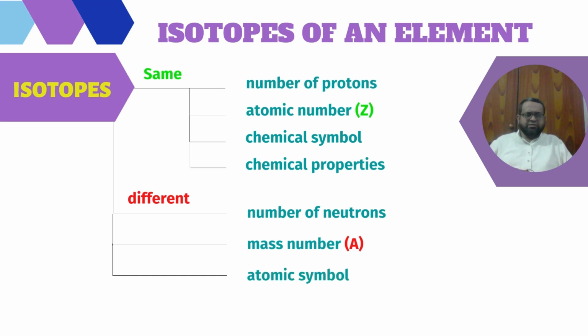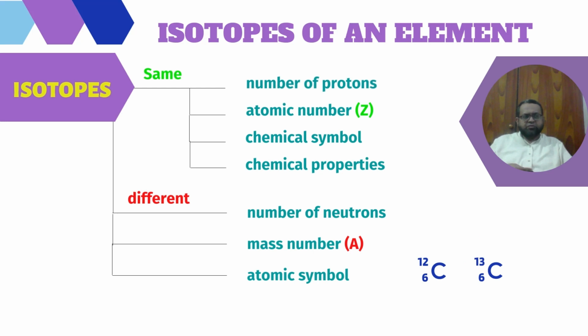Although we have discussed that chemical symbols of isotopes are the same, C for all the carbon atoms, O for all the oxygen atoms, N for all the nitrogen atoms, the atomic symbol must have the mass number along with it on the upper left side. So the atomic symbol must be different because the mass numbers of isotopes are different.